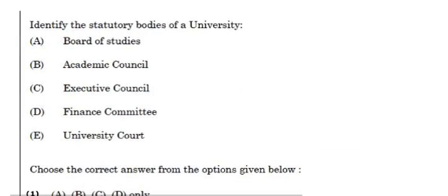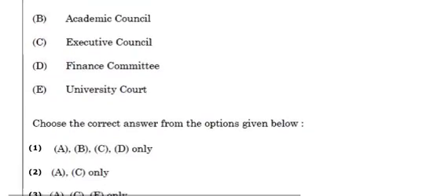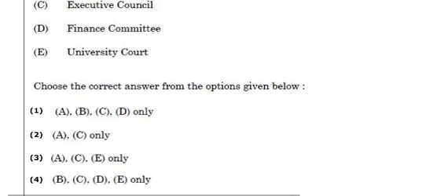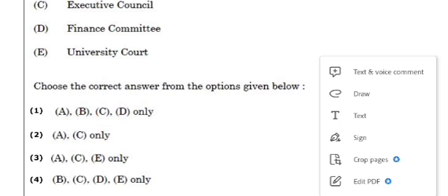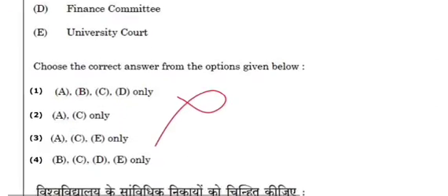Next, identify the statutory bodies of university: boards of studies, academic council, executive council, finance committee, university court. So these are the options. 43, correct option. Here there is some error in the question maybe. So this is what I have got according to my research. But if you know that it is not the wrong answer, or that no wrong options are given, then please try to rectify it in the comment box.